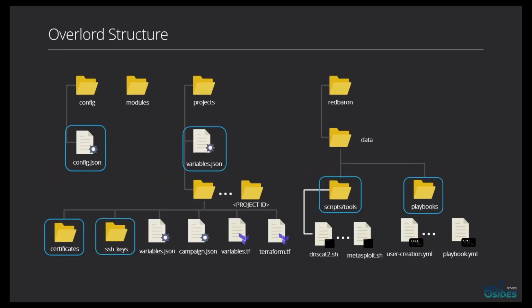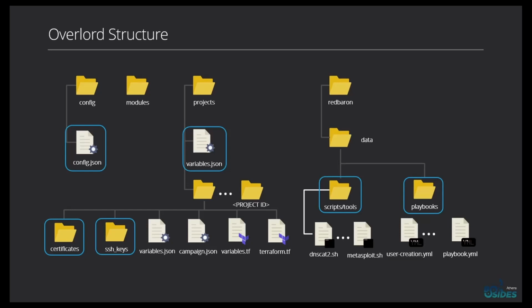Okay, so now that we know how the tool works and what it can do, let's see the structure of the folders and files. First of all, the config.json file includes all the necessary information such as default values. For example, we have DigitalOcean as our default provider, which means that whenever we have the provider variable in Overlord, it will be populated with the DigitalOcean value. You can, of course, change that and amend it to your needs.